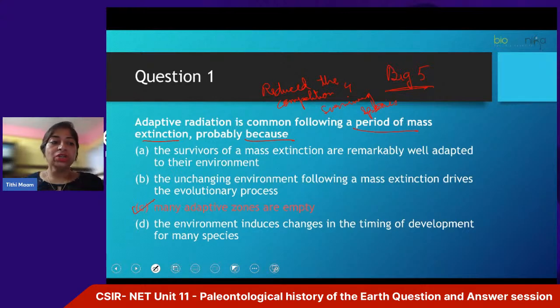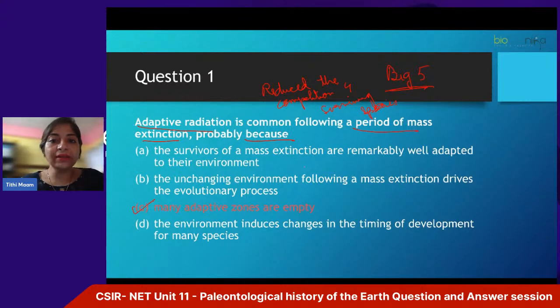Do you understand? So either you say many adaptive zones are empty, or you say with every mass extinction the competition reduces. Only those are the reasons why adaptive radiation happens. I hope all of you remember what adaptive radiation is: a very fast increase in the descendant species from a common ancestor in a very short period of time. That is called adaptive radiation. And we can prove this theory with the example of mammals and dinosaurs.